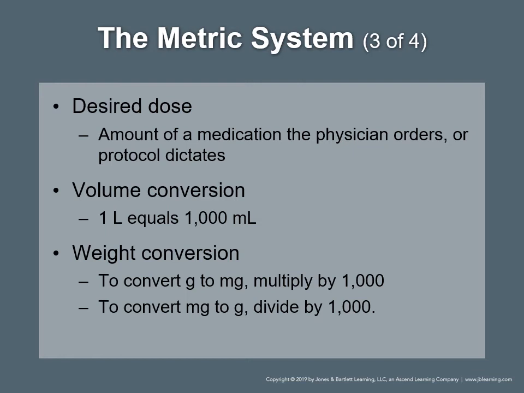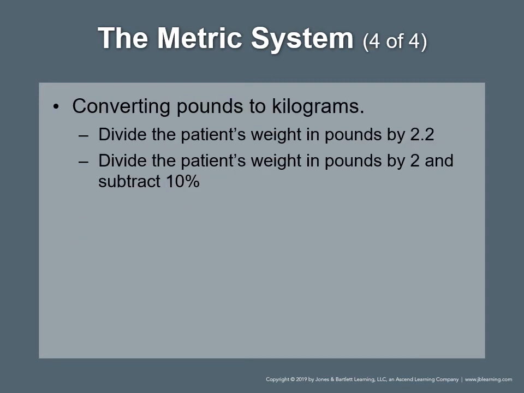Weight conversion. To convert grams to milligrams, multiply the larger unit of weight by 1,000. To convert milligrams to grams, divide by 1,000. Converting pounds to kilograms. There are two formulas that can be used to convert pounds to kilograms. Divide the patient's weight in pounds by 2.2. 1 kilogram equals 2.2 pounds. Or divide the patient's weight in pounds by 2 and subtract 10%.